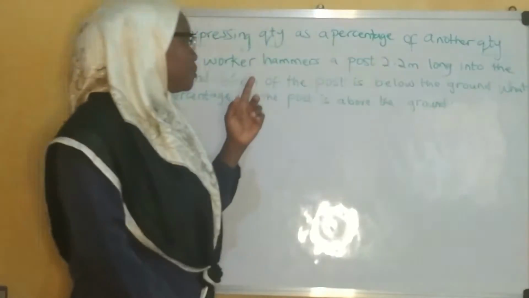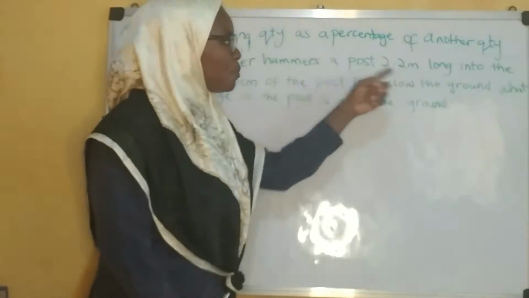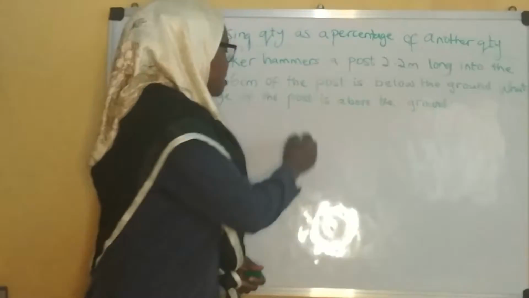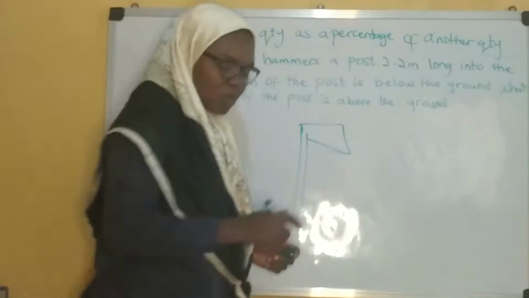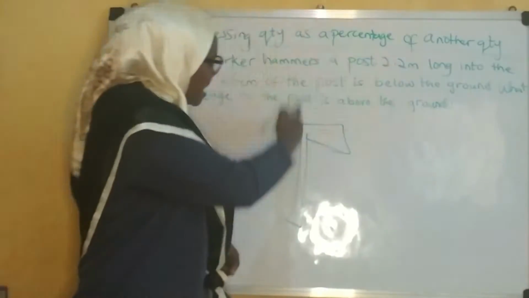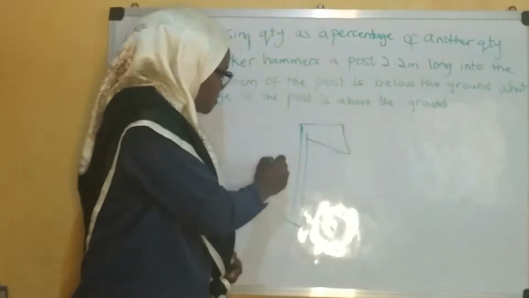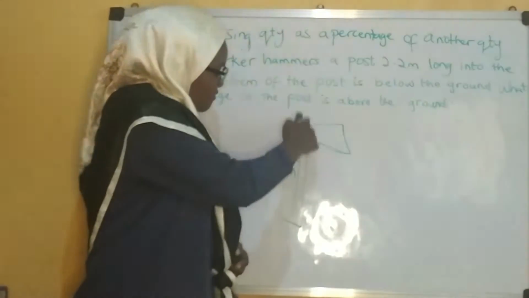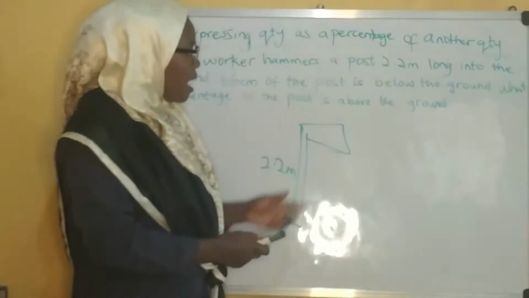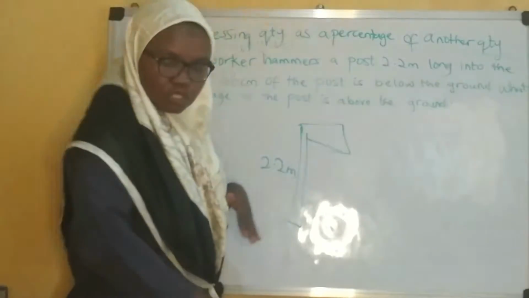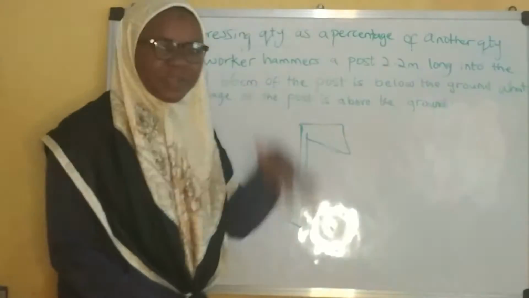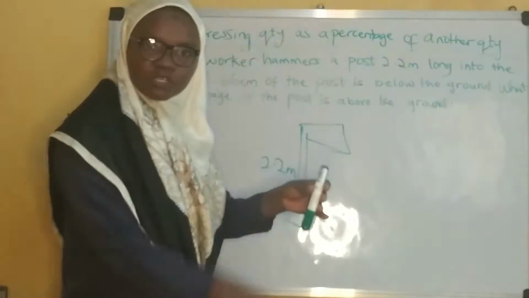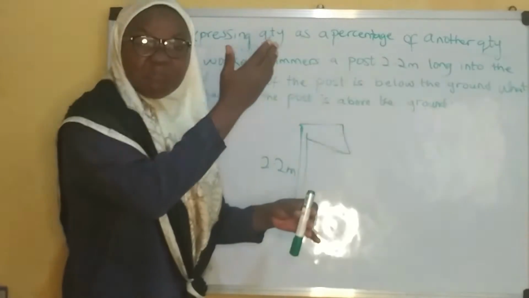Alright, let's proceed. Now look at this example. A worker hammers a post 2.2 meters long. A post like this, for instance. I want to hammer it into the ground. Now the length of the post is 2.2. Everything like this is 2.2 meters. Now I want to hammer it as a worker into the ground. If I'm going to hammer a post into the ground, it's not that I'm going to bury it into the ground. It's just that some parts will go into the ground so that others will be above the ground. Does that make sense?